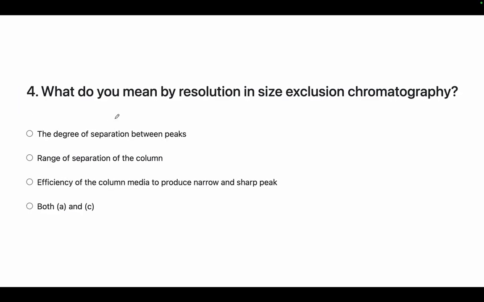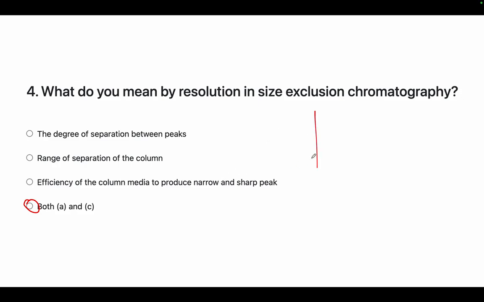Here it's asking, what do you mean by resolution in size exclusion chromatography? Is it the degree of separation between the peaks? Is it the range of separation of the column? Or is it the efficiency of the column media to produce a sharp and narrow peak? Okay. The answer for this is actually both A and C. Because degree of separation is directly related to how sharp your peak is.